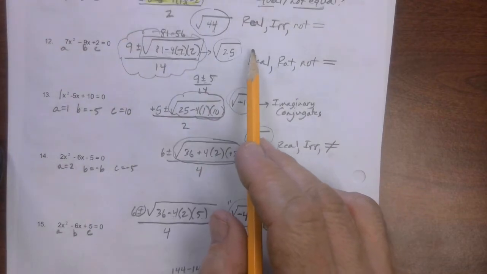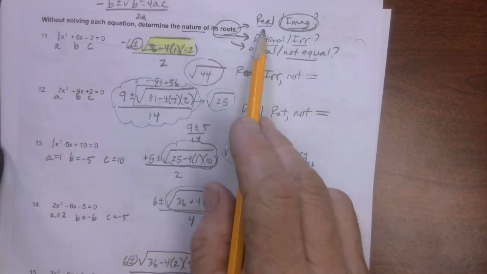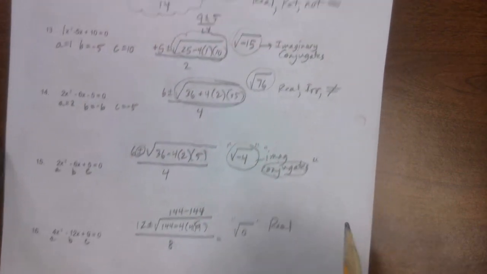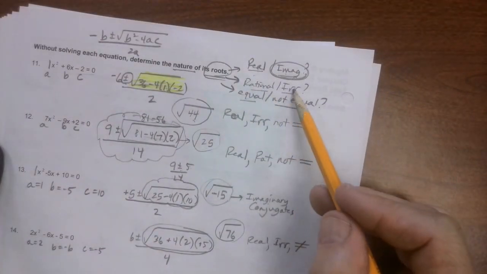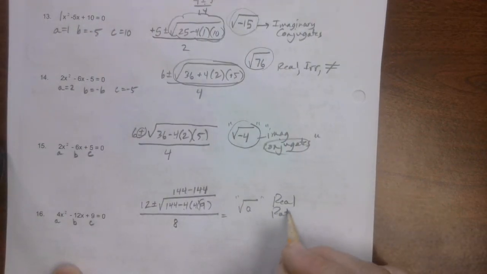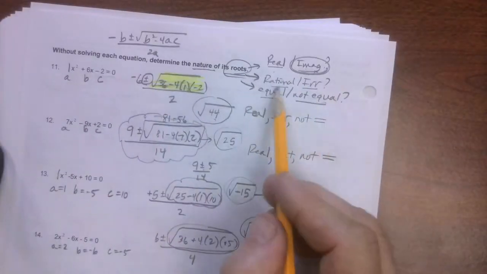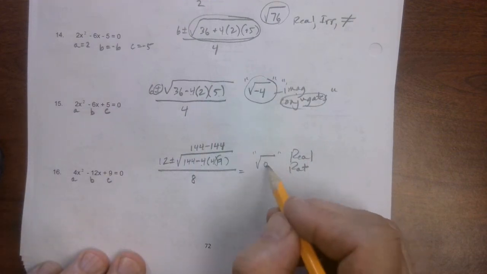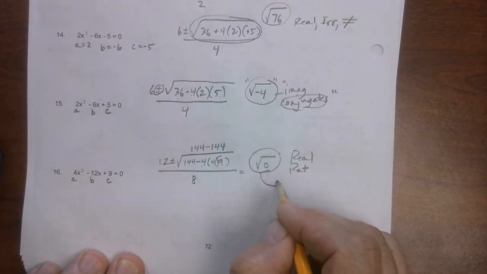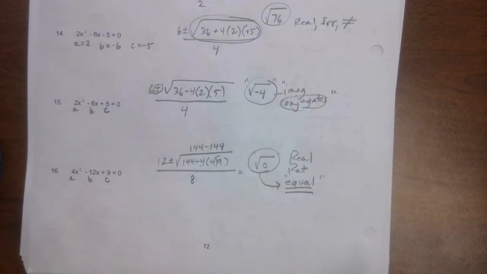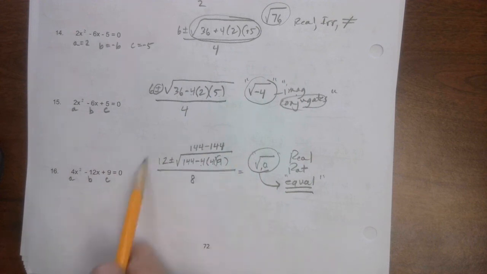Let's go through the checklist. Are our answers going to be real or imaginary? Well, because there's no negative under the square root, it's real. Are our answers going to be rational or irrational? Well, the square root of 0 is rational. And then are our answers equal or not equal? And if you are not in class to understand it, whenever you get the square root of 0, that's the only time your answers are going to be equal. But there's a big reason for it, but now is not the time to reteach it because it takes a while.